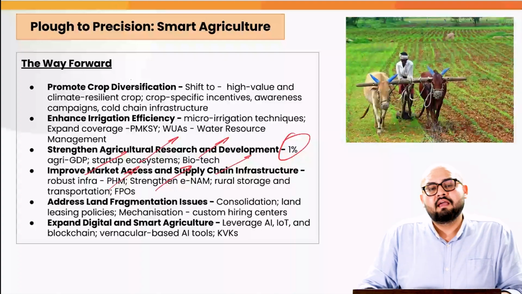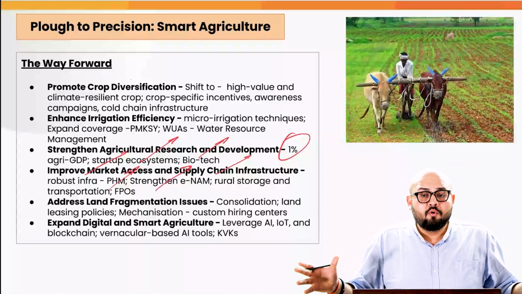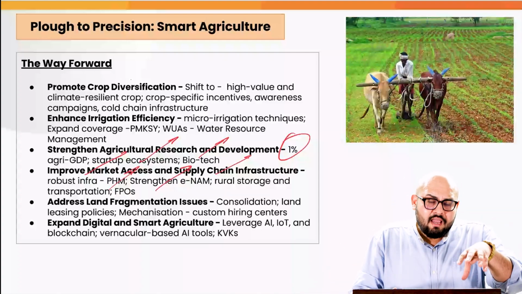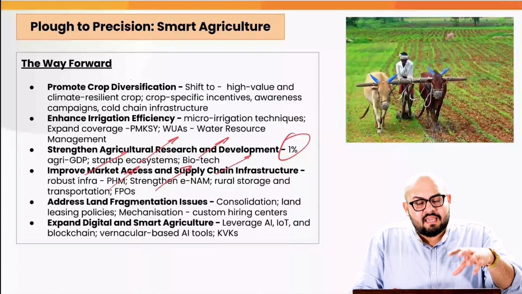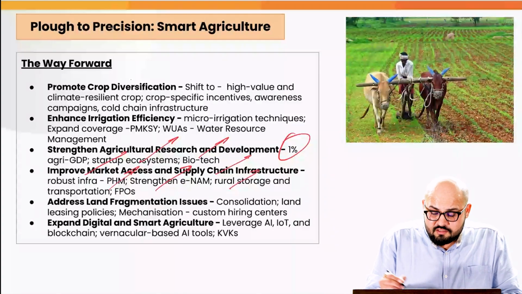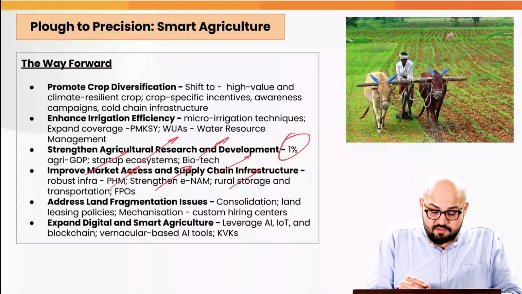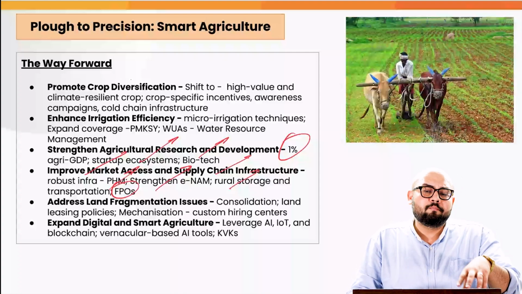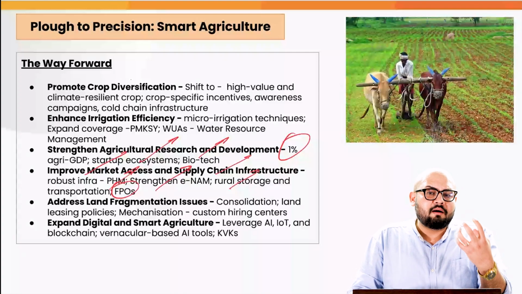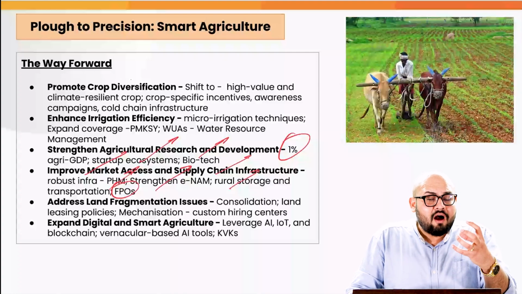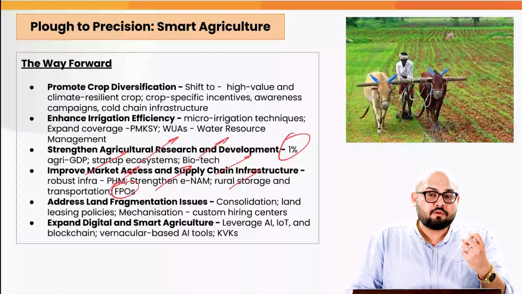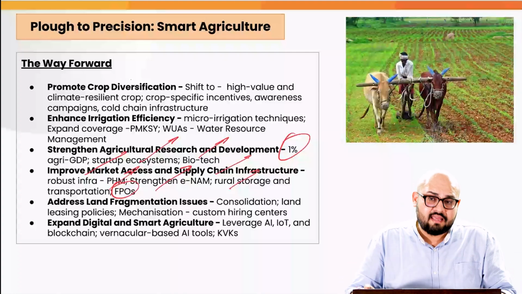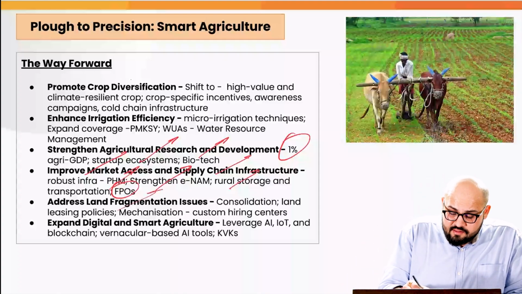Strengthen the National Agriculture Market, right? So that more farmers can come on board on the e-NAM platform and then they can get a fair price. Next is rural storage and transportation. We have to focus upon that. Next is farmer produce organizations. This is important. Why we have to make sure that we have very robust farmer produce organizations is so that farmers can get a fair price, so that it can increase their overall bargaining power, right? Next is to address land fragmentation.